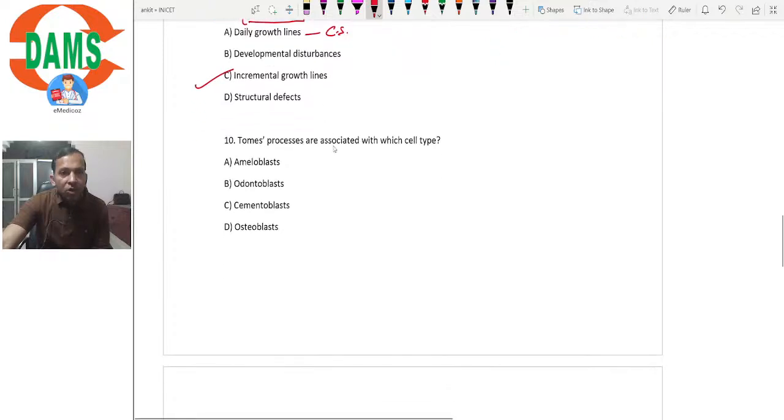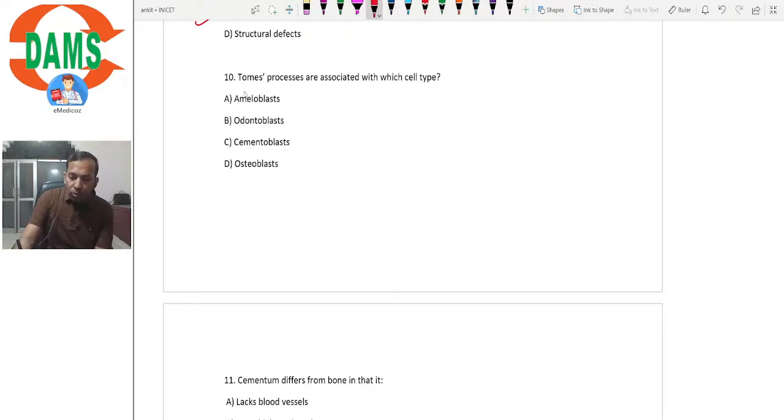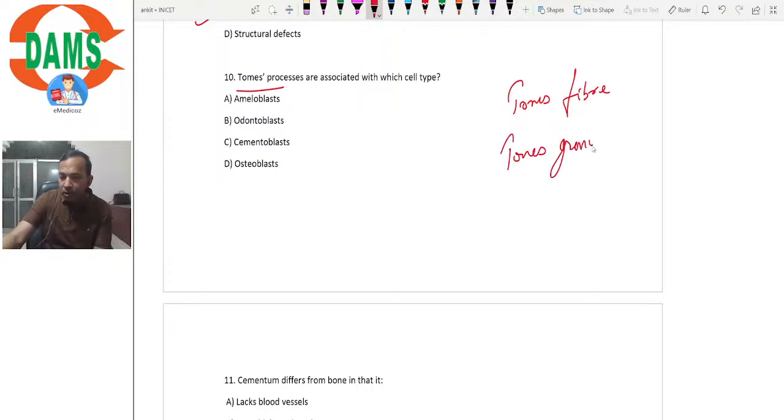Next question. Tome's processes are associated with which cell type? So Tome's process, Tome's fiber, and Tome's granular layer. These are the three features where this word Tome's is used, right? So Tome's processes are seen on ameloblasts on their distal end, right? On their distal end, that is the end where the enamel is deposited.